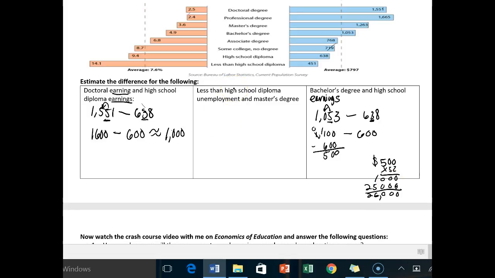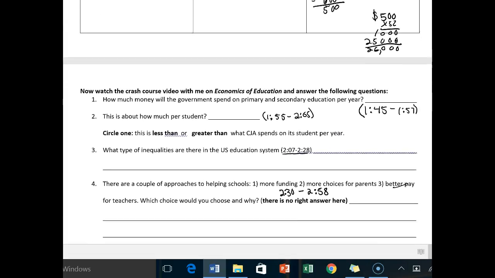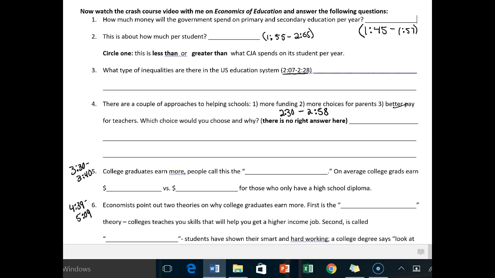I did something a little bit different today, and that's I wrote down the times on my back paper. You can pause the video right now, write these times on your back paper, because when you go to your crash course video that's in your email, you're going to want to zoom ahead to these times to get the answers for this. So for instance, if I want to get the answer to number 1, how much money will the government spend on primary and secondary education per year, I go to 1 minute and 45 seconds. I watch through 1 minute and 57 seconds. And if I want to get the answer to number 2, I zoom ahead to this time slot. So I've done it for every question basically.